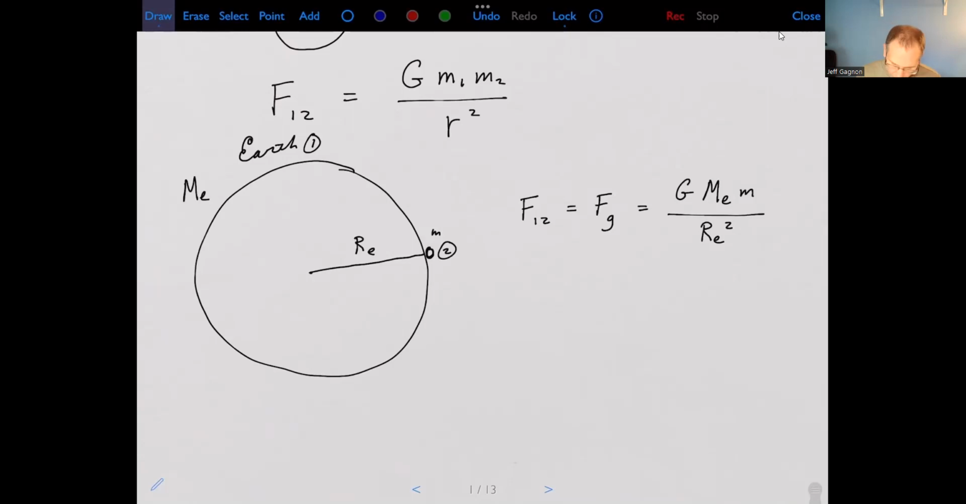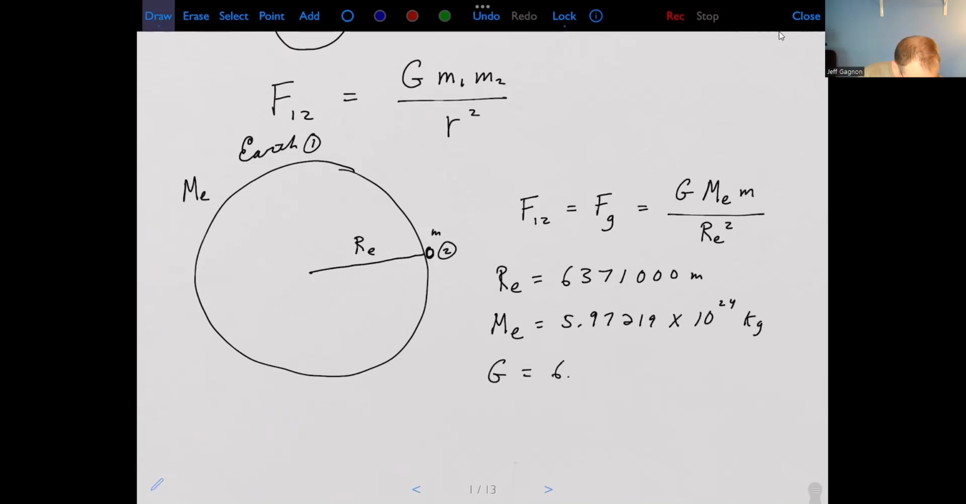Okay. Well, we can look up these values. It turns out the radius of the Earth is around 6,371,000 meters. So around 6.3 million meters. The mass of the Earth, a huge mass, is 5.97219 times 10 to the 24th kilograms. And then this constant G here is 6.673 times 10 to the minus 11, and it has units Newton times meter squared divided by kilogram squared.